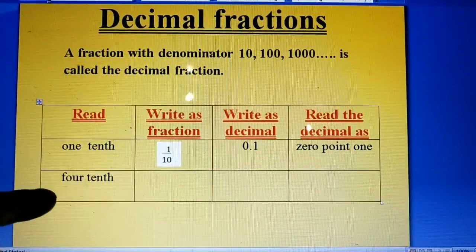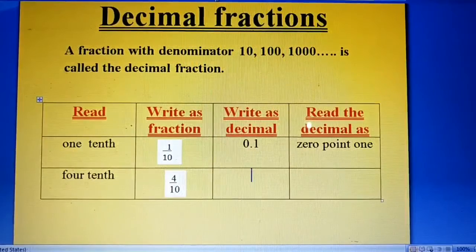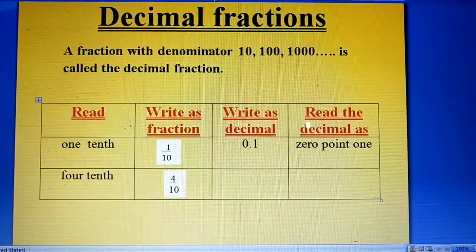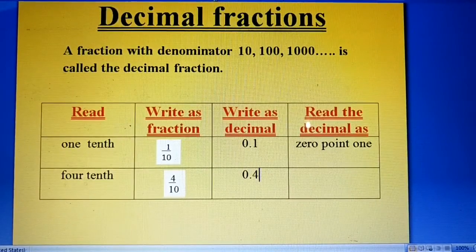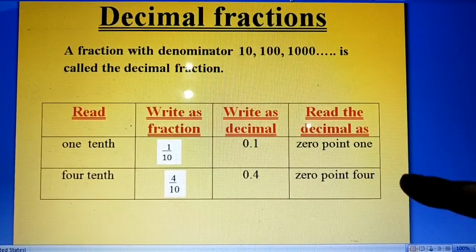Now what is written here? 4/10. How will we write it as a fraction? 4 upon 10. Now how will we write it as a decimal? 0.4. Now read the decimal as zero point four.